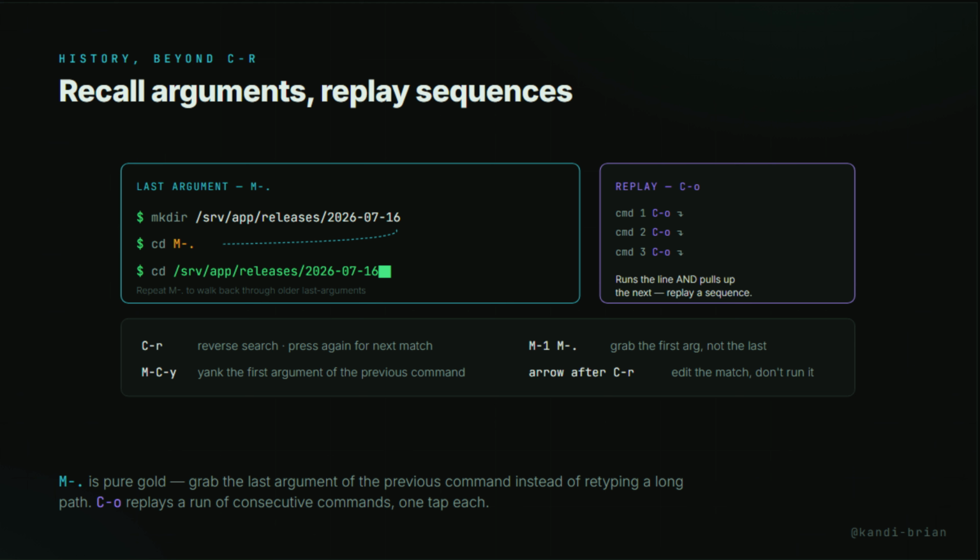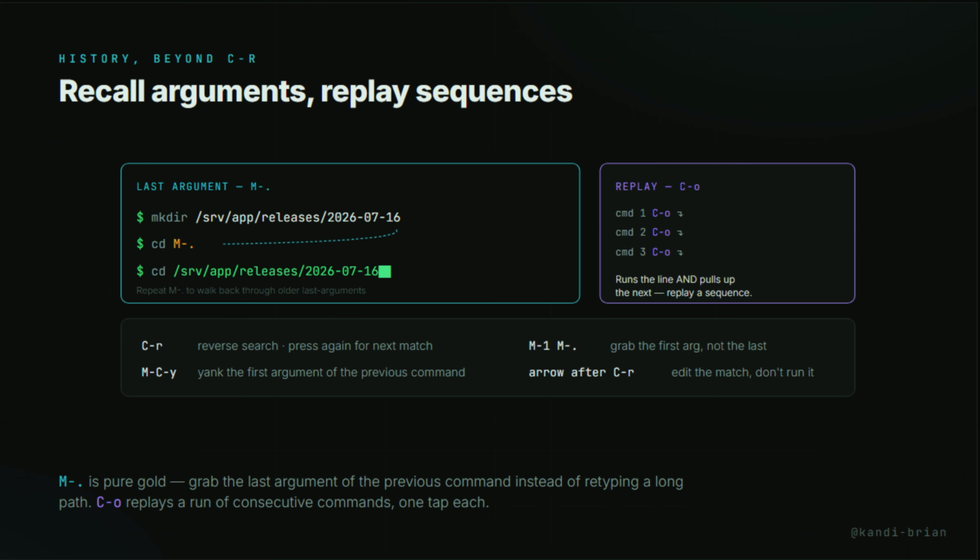And it goes further. Press this again repeatedly, and it walks back through the last arguments of older and older commands. You can even give it a number, like 1. It'll grab the first argument of the previous command instead of the last. For arbitrary arguments, there is M-Control-Y, yank nth arg, which pulls the first argument of the previous command and combined with the numeric argument, any argument you want.